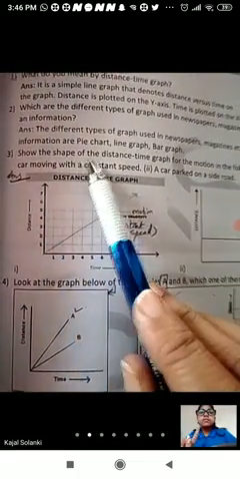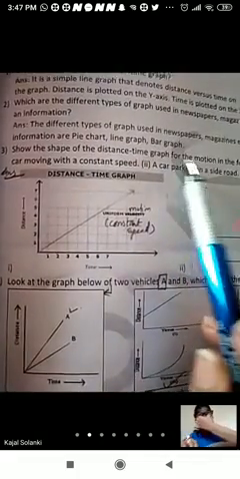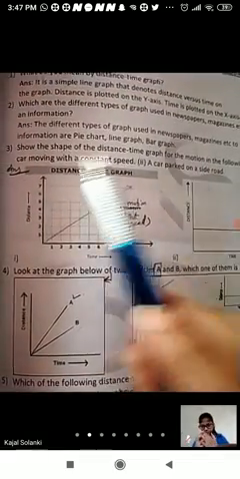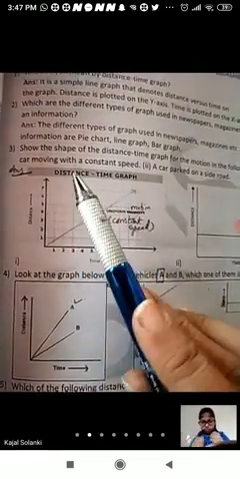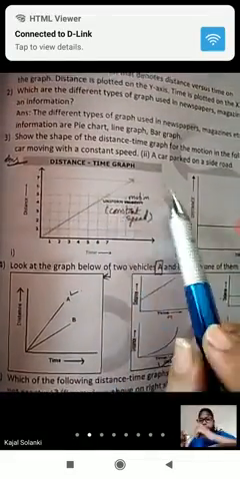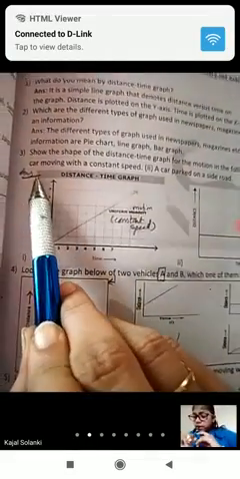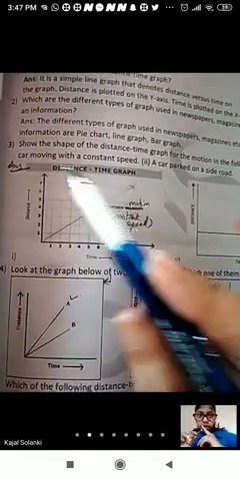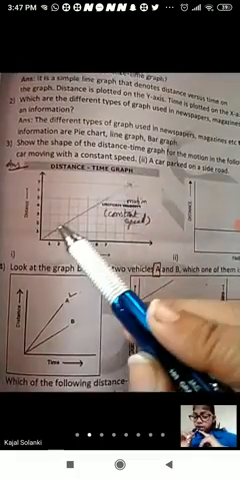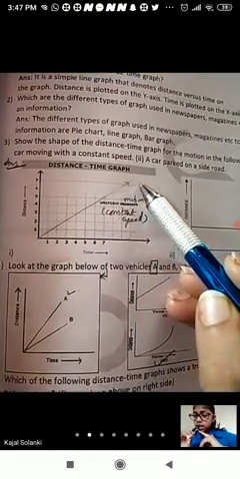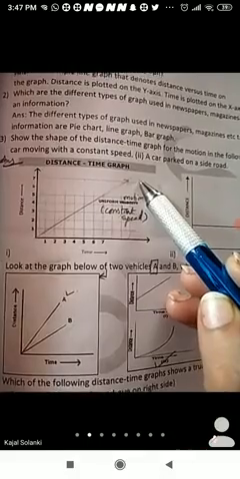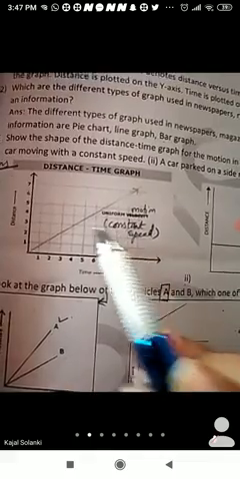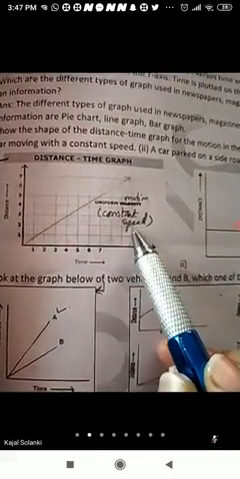Okay, now coming to third question. Show the shape of the distance time graph for the motion of the following cases. तो यहाँ पे first case है a car moving with a constant speed. So children, these are the two graphs answer of this question. So here you mention it as answer, and if a vehicle is moving with a constant speed means you have to draw a straight line graph. You will get a straight line graph. Even you can mention uniform motion and that vehicle is moving with a constant speed.